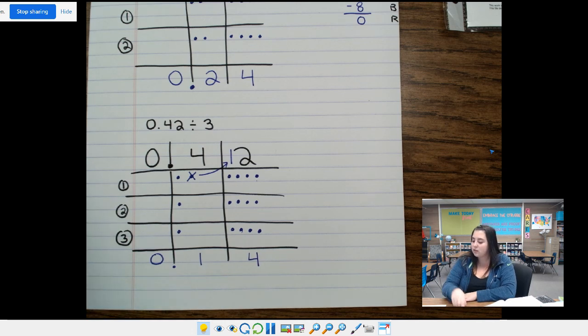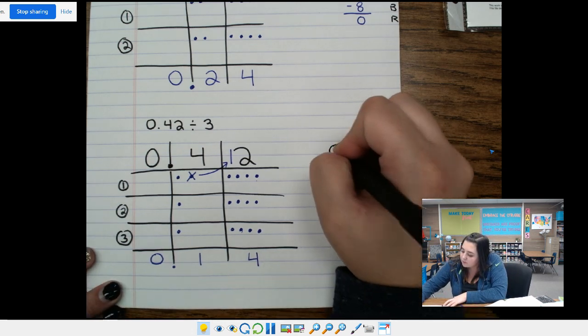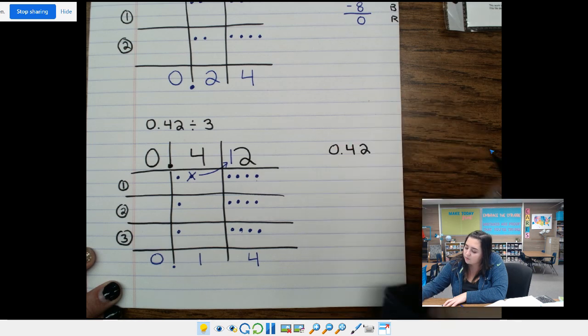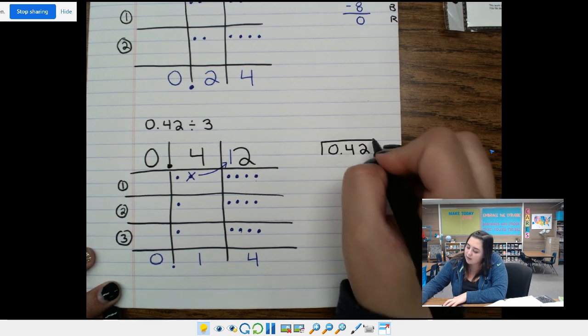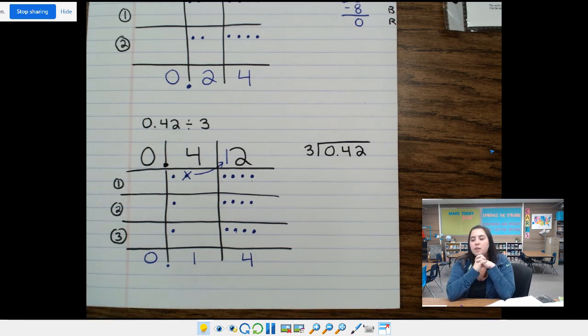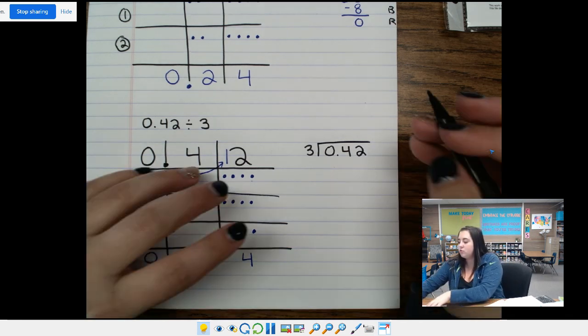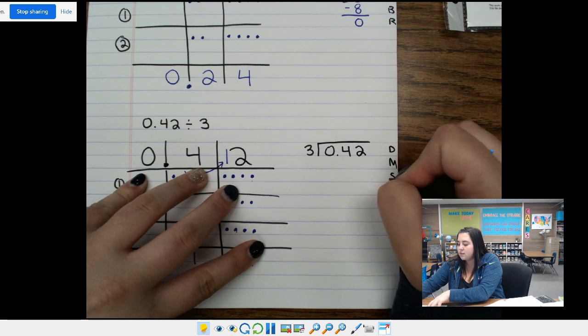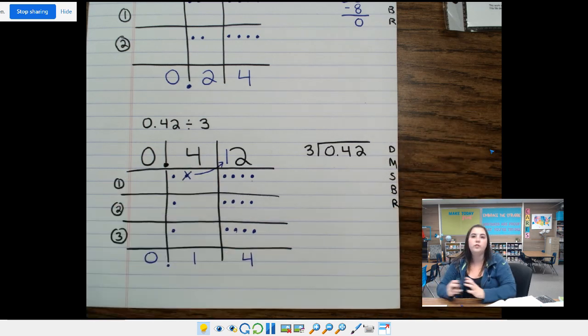All right, let's check this with long division. So I'm rewriting. It was 0.42 divided by 3. And I want you to pause the video and try solving on your own. Don't forget dad, mom, sister, brother, and rover.